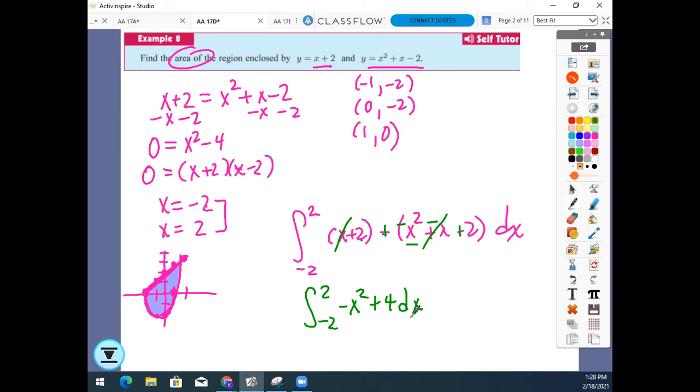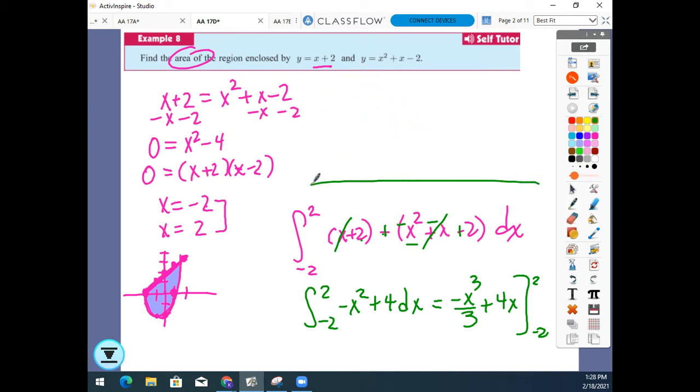Now we're ready to integrate. So add 1 and divide, from -2 to +2. All right, I'm going to do my math up here. So plug in +2, that's -8/3 plus 8, minus, plug in -2, that'd be -8/3, that'll make it negative, we'll make it positive.